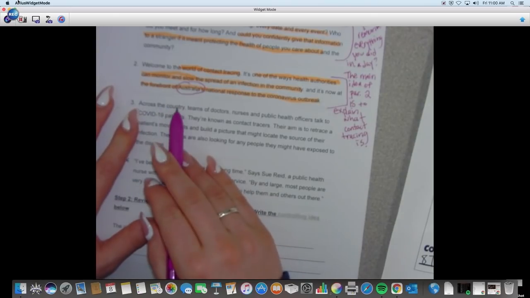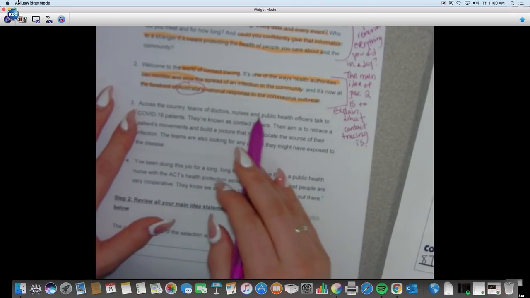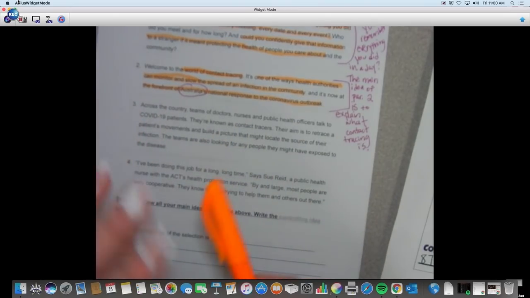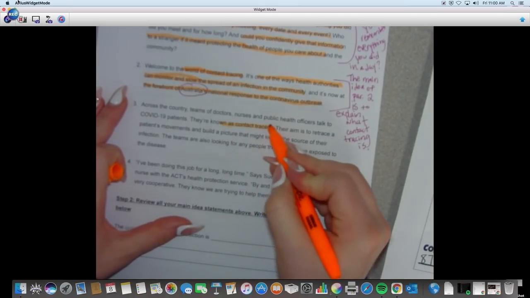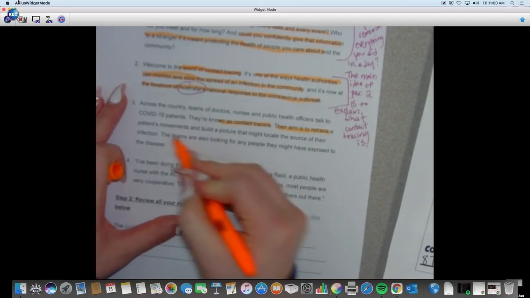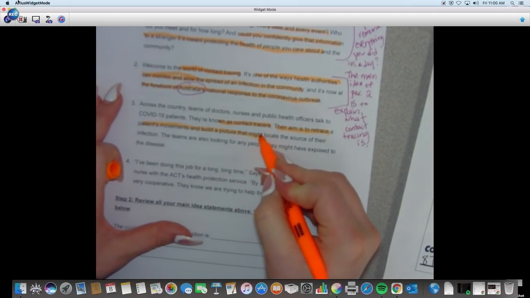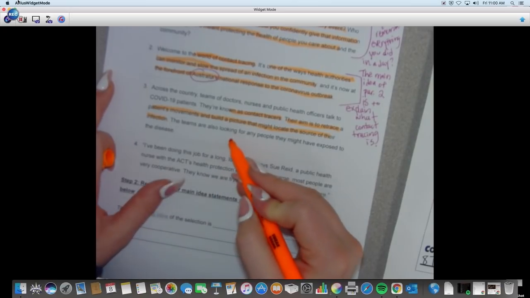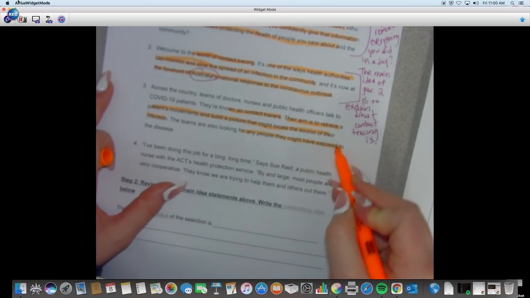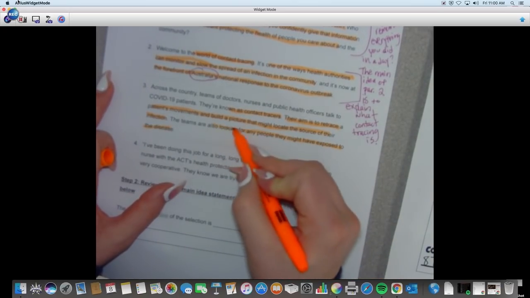Across the country, teams of doctors, nurses, and public health officers talk to COVID-19 patients. They're known as contact tracers. Their aim is to retrace a patient's movement and build a picture that might locate the source of their infection. The teams are also looking for any people that they might have exposed to the disease.